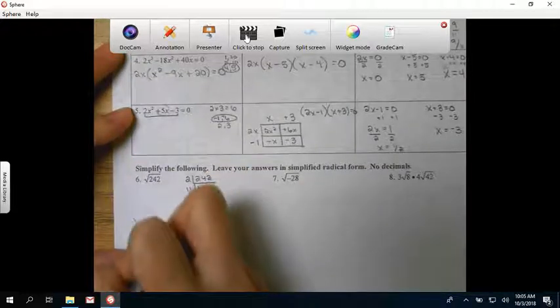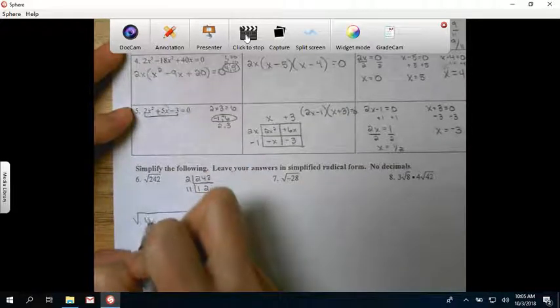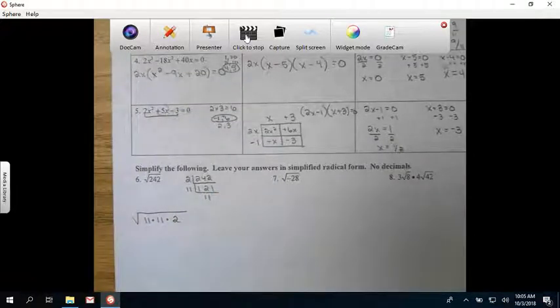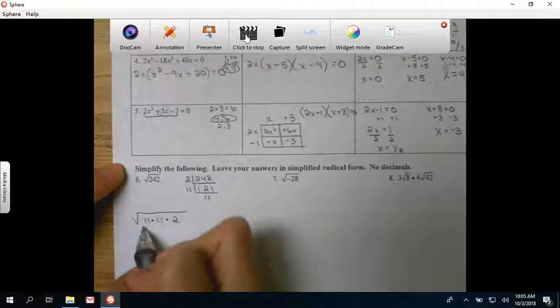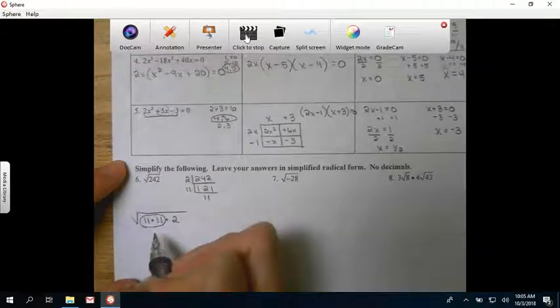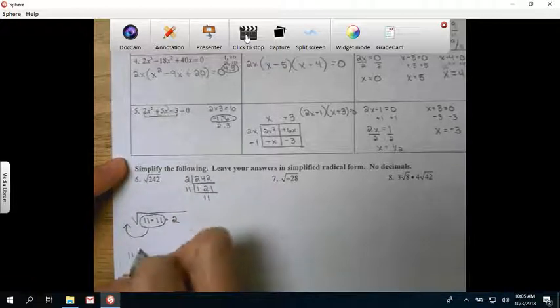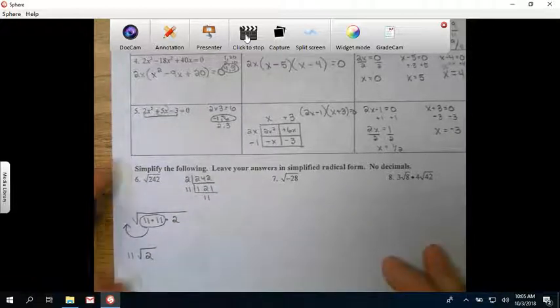So when I rewrite this, I'm looking for pairs. So remember, if I have a pair, I can bring it out. So I'm left with 11 square roots of 2. Okay?